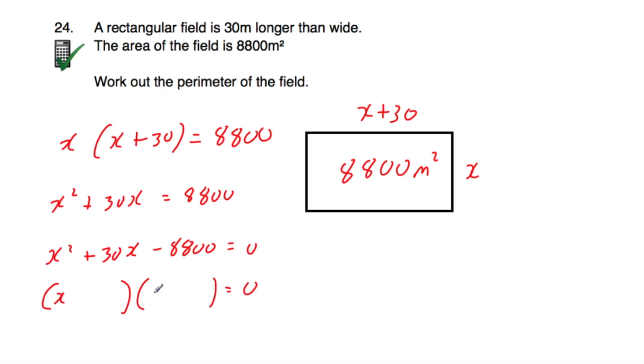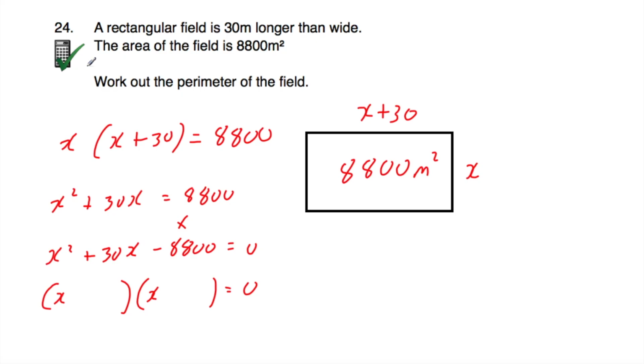And we're going to put x's at the front of both brackets, and we want to find two numbers that times together to give us minus 8,800. And when we add them together, we get 30. Okay, so let's try and find some numbers that will times together to be minus 8,800. And it is a calculator question, so that's quite nice.